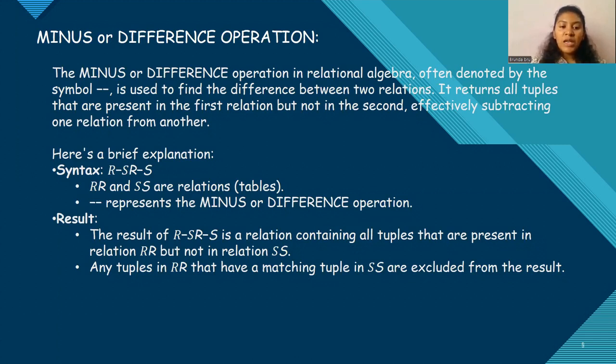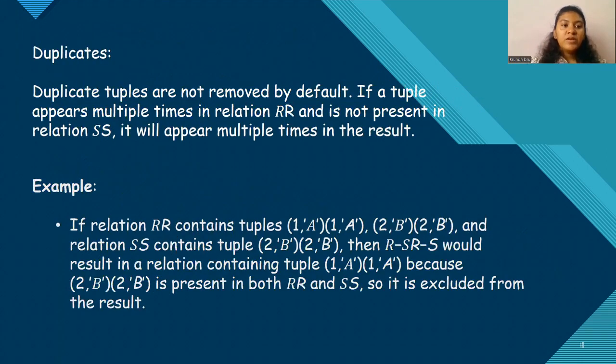Result. The result of R minus S is a relation containing all the tuples that are present in the relation R but not in the relation S. Any tuples in R that have a matching tuple in S are excluded from the result. Duplicates. Duplicate tuples are not removed by default. If a tuple appears multiple times in relation R and is not present in relation S, it will appear multiple times in the result. Here you can see an example for this.